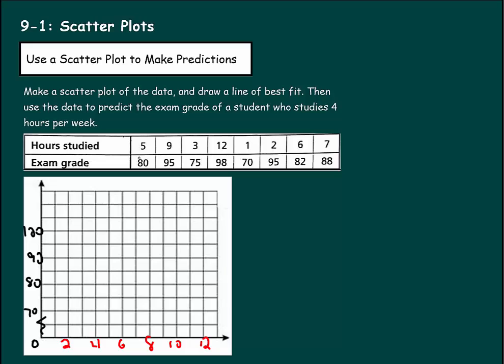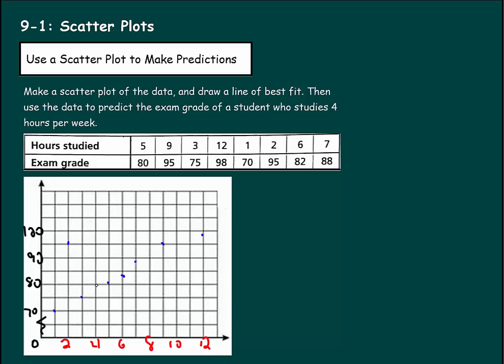So we have someone who studied 5 hours, and they got an exam grade of 80. Someone studied 9 hours, and they got an exam grade of 95. So 9 and 95. Someone studied 3 and got a grade of 75. 12 hours gave someone a 98. 1 hour gave someone a 70. 2 hours got someone a 95. 6 hours gave someone an 82. And 7 hours gave someone an 88.